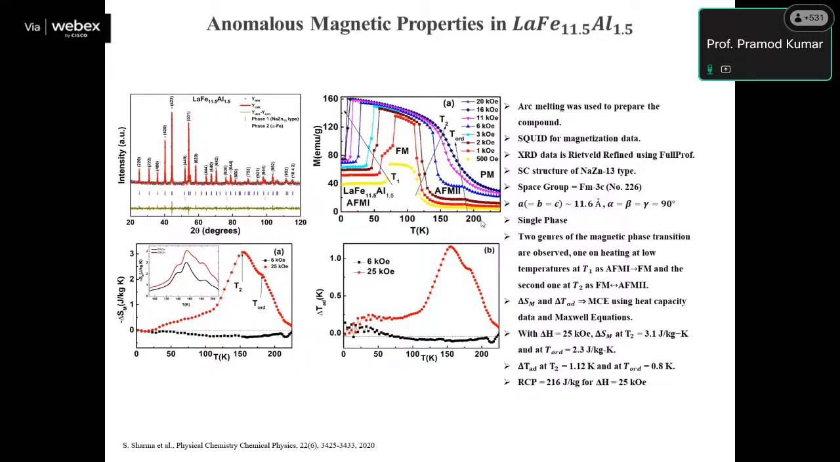Canted means some spins are tilted. If you look at this material, iron has two types of positions, so two types of iron exist there. These two irons have competition between their spins. So the spins are canted, and that's why it is also affected in this transition.